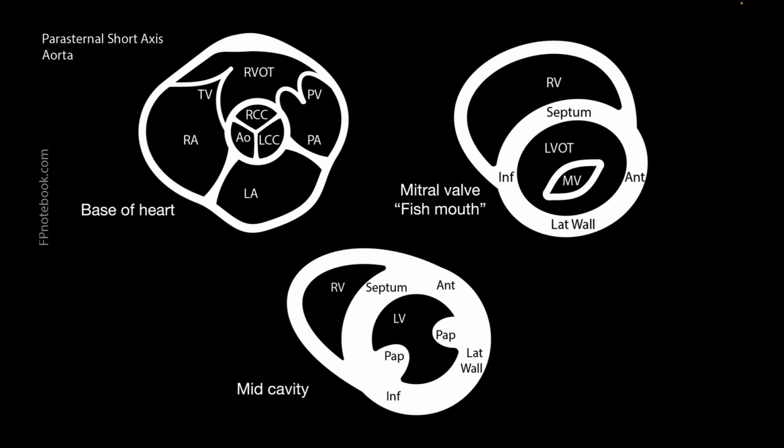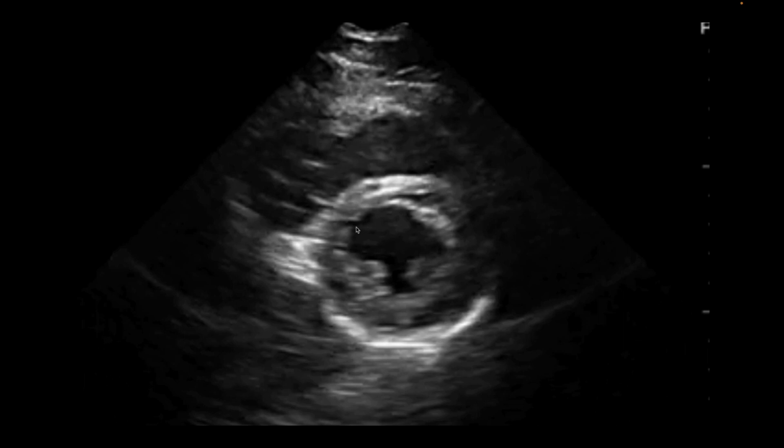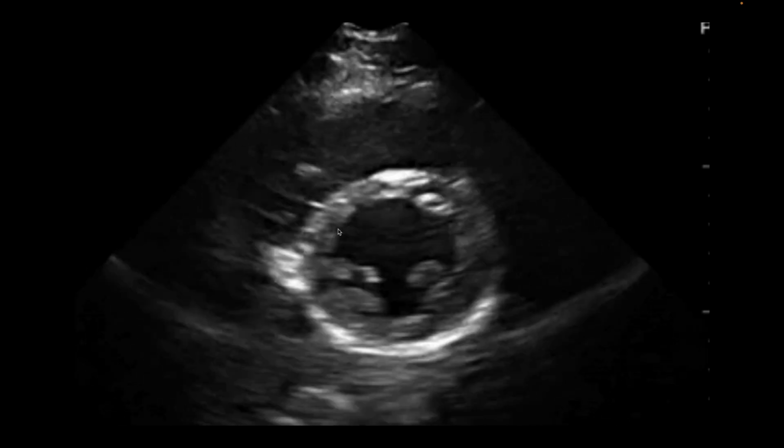So those are the standard slices that we like to get through the left and right ventricle in the short axis view of the parasternal window. And this is what it looks like. This is, of course, the mid-papillary view.